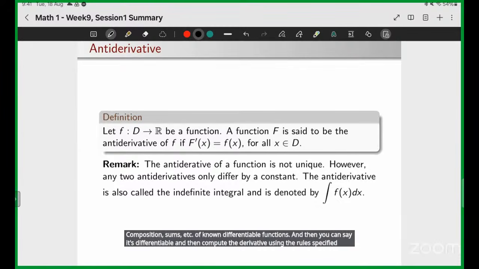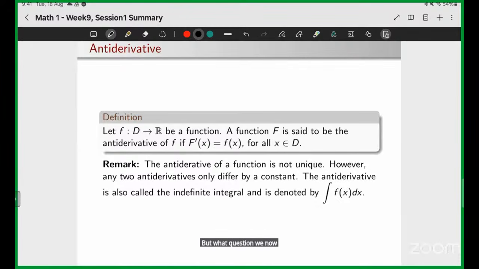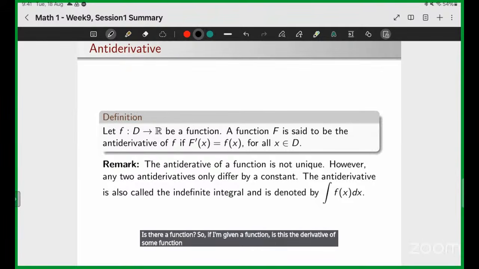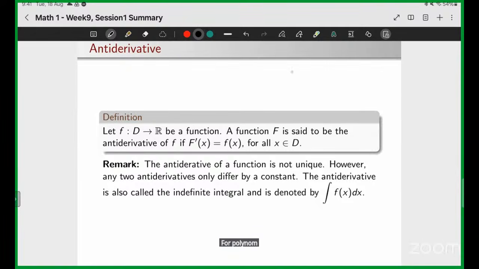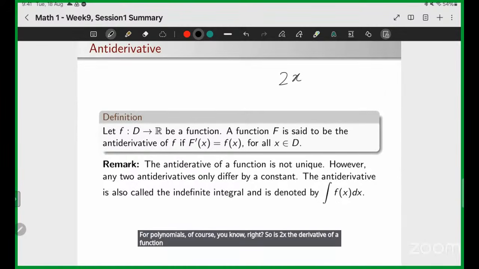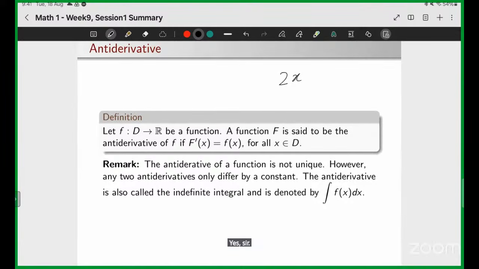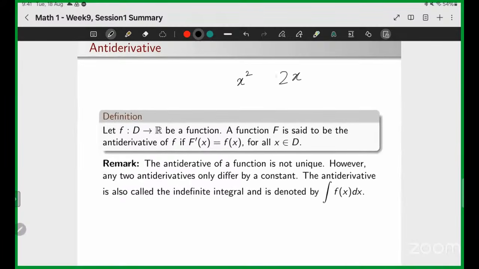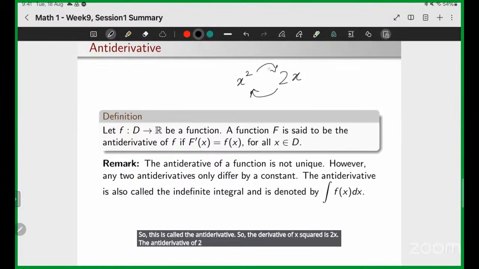That you can do. But the question we are now going to address is: if I'm given a function, is it the derivative of some function? For polynomials, of course, you know. So is 2x the derivative of a function? Yes. What function? X squared. So this is called the antiderivative. The derivative of x squared is 2x. The antiderivative of 2x is x squared.